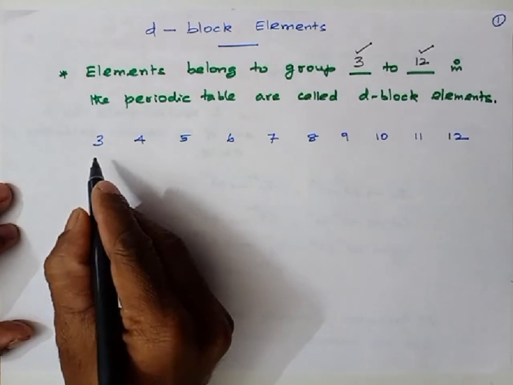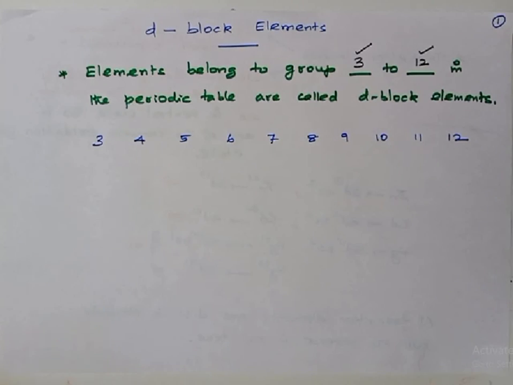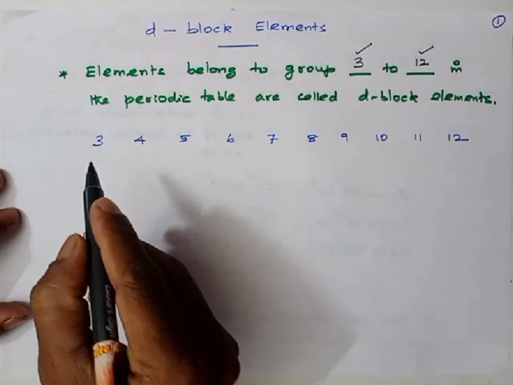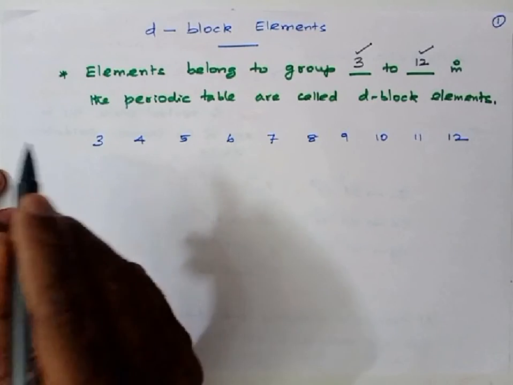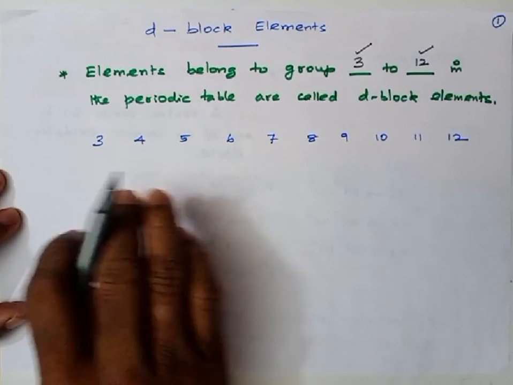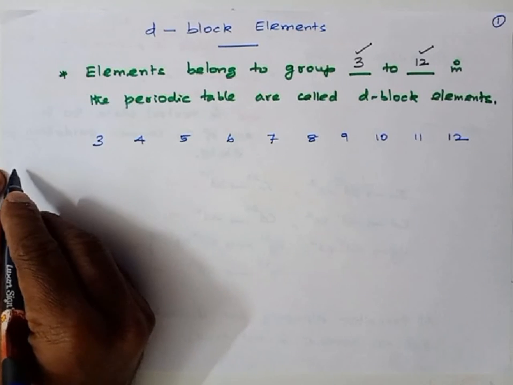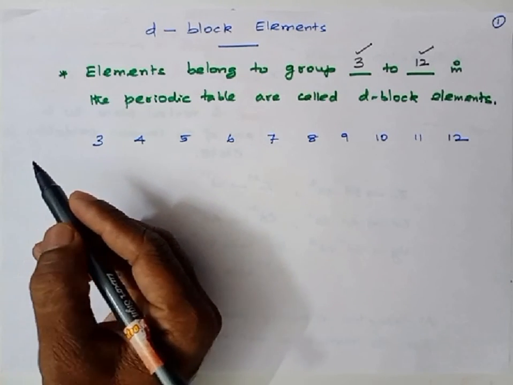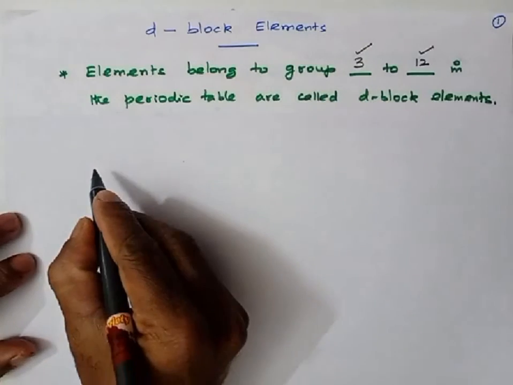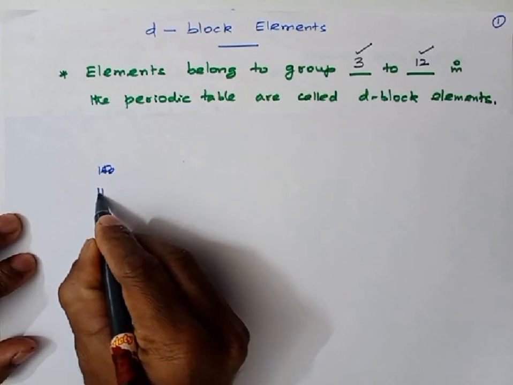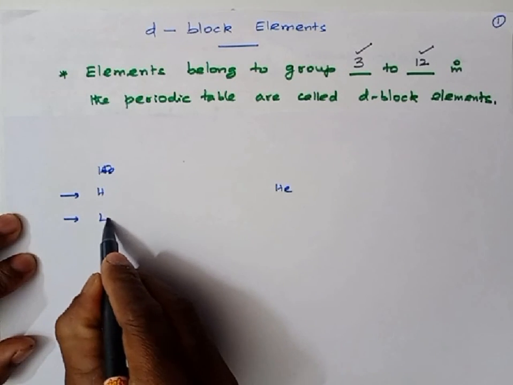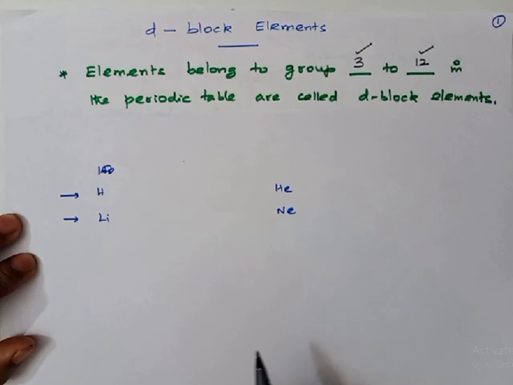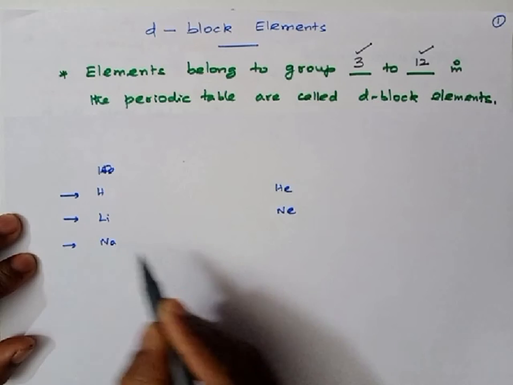So in group number 3 we have elements. I'll write in this manner, therefore it will be easy for you. Actually, in the periodic table, D block elements start from the fourth period. First period, you know very well: hydrogen and helium occupy the first period. Then the second period starts from lithium and ends with neon. The third period starts with sodium and ends with argon.